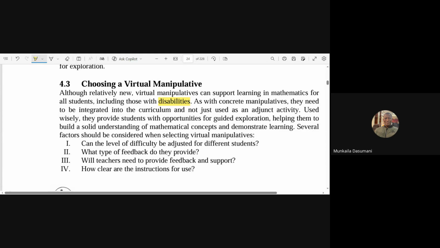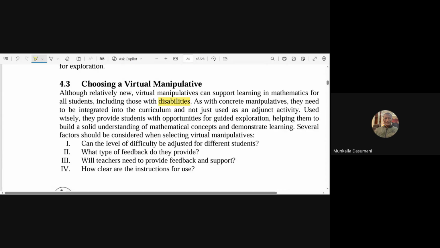Can the level of difficulty be adjusted for different students? It means that when you are buying manipulatives, you have to buy the one whose level can be adjusted. Some of them can be used to teach basic, class one, with the same manipulative, because the concepts are almost similar. Addition, multiplication, what have you, they will do in class one, in class two, in class five, up to class six, just that the level of difficulty increases. So is it okay to adjust it to teach these different levels? That is okay. Can you go for the second person?